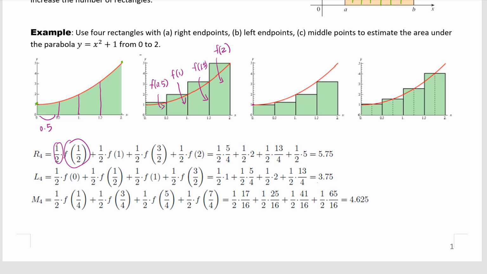Okay, so then we plug this into our function f. f is x squared plus 1. So f of 1/2, 1/2 squared is 1/4, 1/4 plus 1 is 5/4. And then f of 1, 1 plus 1 is 2. And then f of 3/2, well, 3/2 squared is 9/4 plus 1, 9 plus 4 is 13, so 13/4. And the last one, 2 squared is 4, 4 plus 1 is 5. When we add them all up, we get 5.75. Okay, so this is part A. We use the right endpoint sum, so that's why we use R to denote the right endpoint sum.